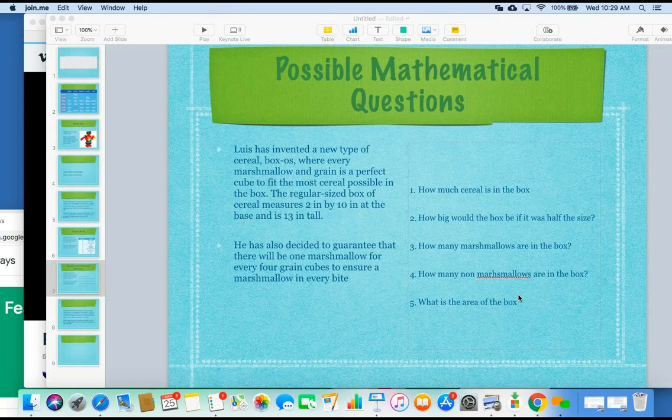Why do you think number 1 and number 5 would be different? Because it says in the fifth one, what is the area of the box, and the other one says how much cereal is in the box.